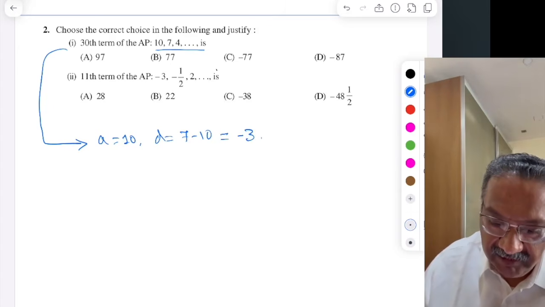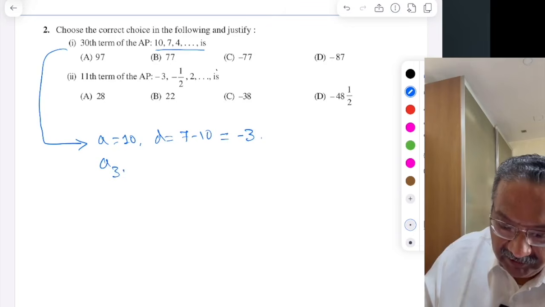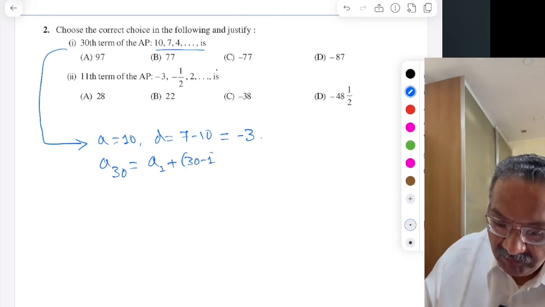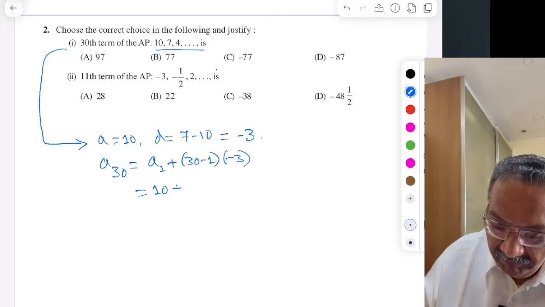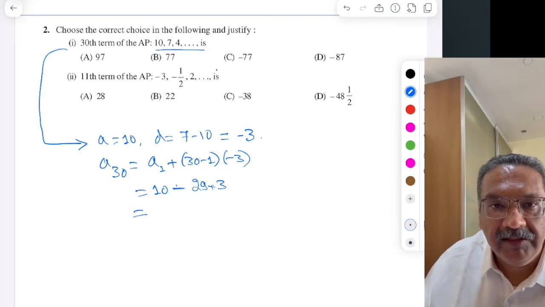They are asking for the 30th term. So A30 is equal to A1 plus (30 minus 1) D, where D is minus 3. A1 is 10 minus, this minus comes here, 29 into 3.